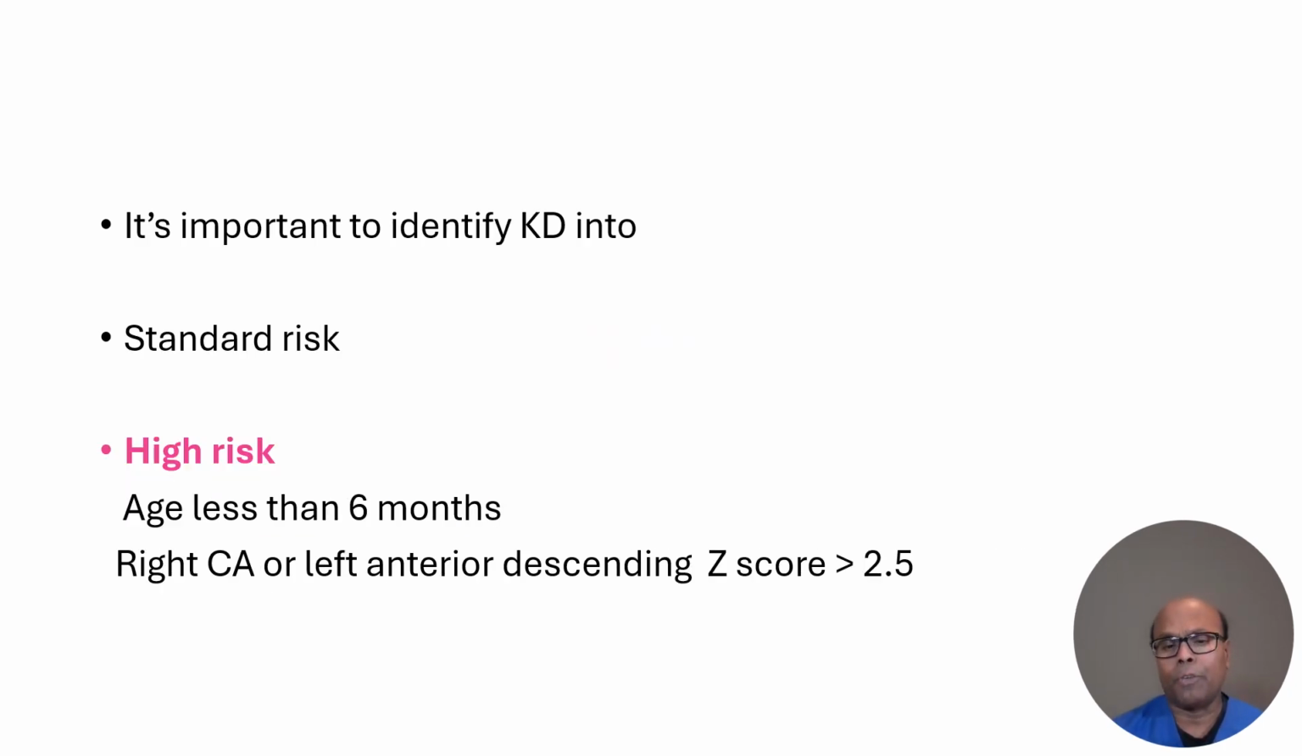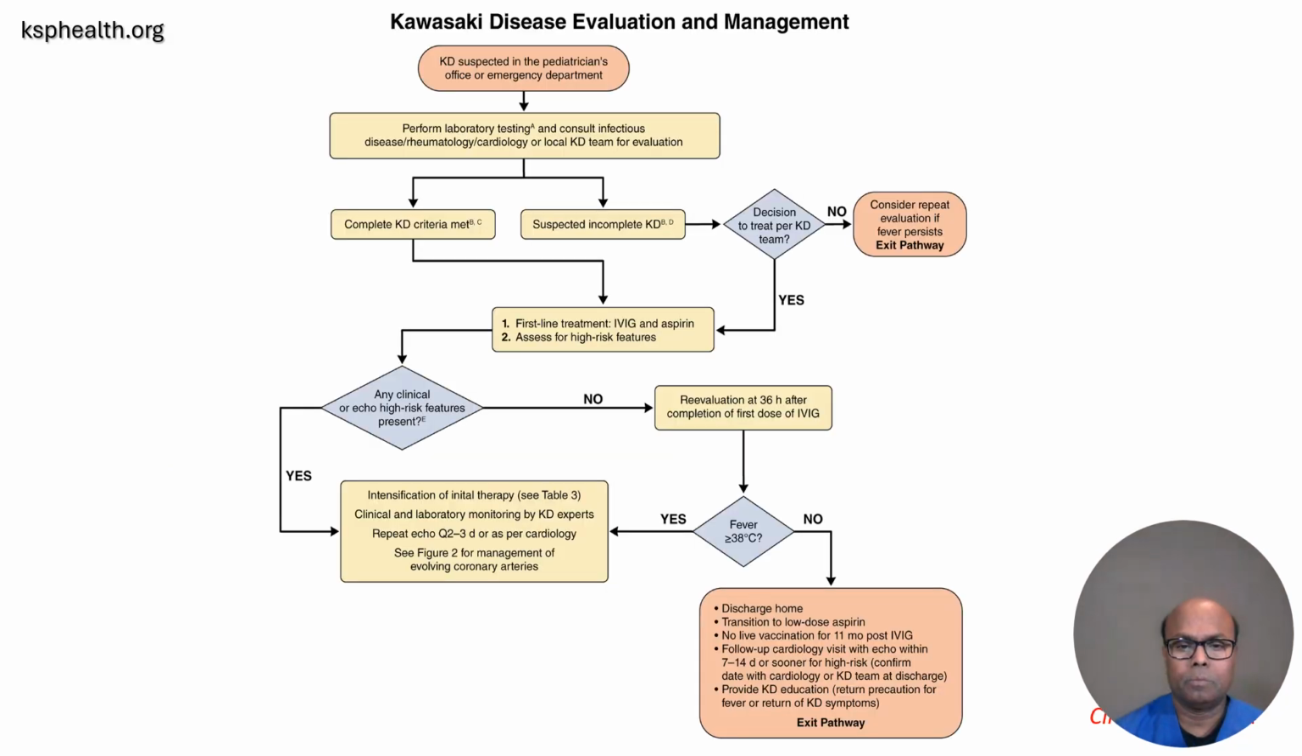The important thing about Kawasaki disease during diagnosis is that one should be able to identify whether the patient has standard risk or high risk Kawasaki disease. The high risk criteria are if the patient is less than 6 months old, or the right coronary artery or left anterior descending coronary artery Z-score is more than 2.5, because the treatment is very different, or more aggressive, in high-risk patients.